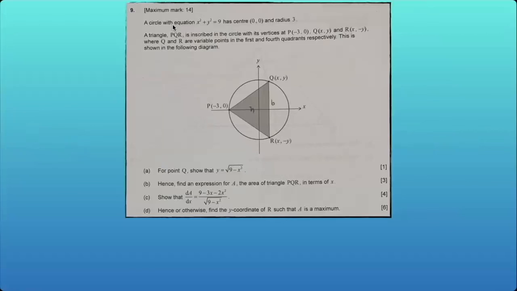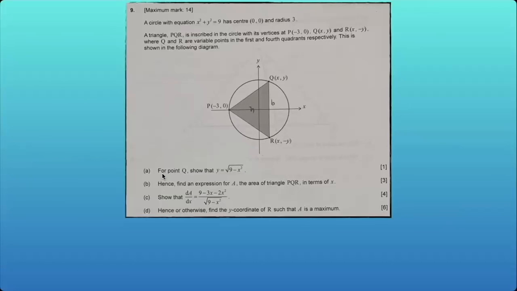Number 9. A circle with this equation has center at point (0, 0) and radius 3. A triangle PQR is inscribed in the circle with its vertices at point P (-3, 0), at point Q (x, y), and at point R (x, -y), where Q and R are variable points in the first and the fourth quadrants respectively.